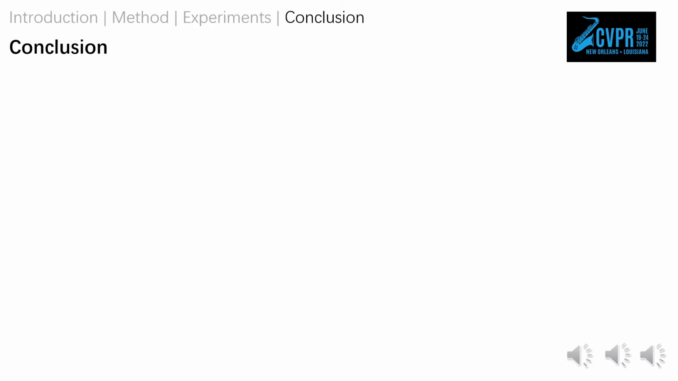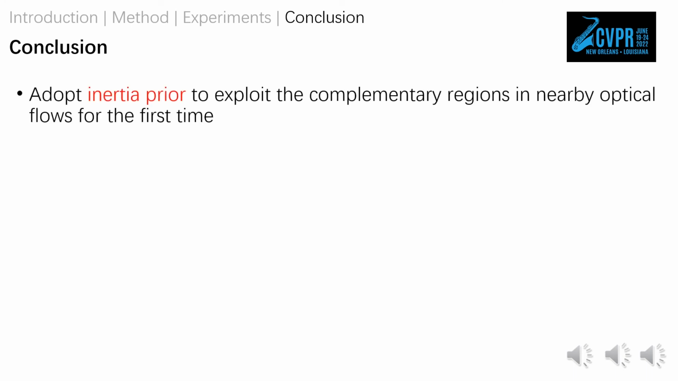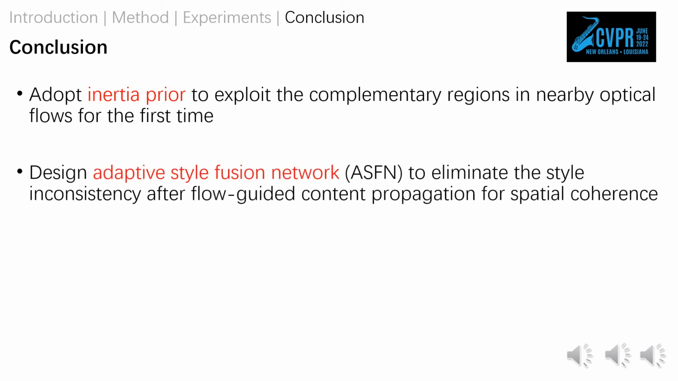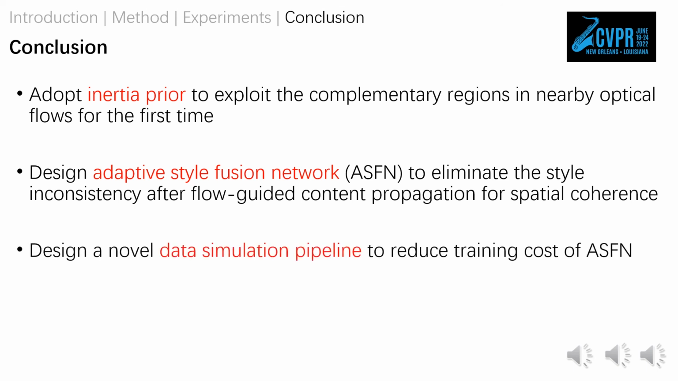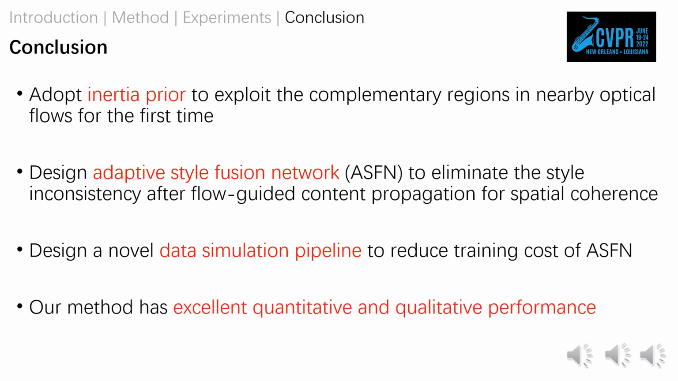Here comes the conclusion. In this paper, we adopt the inertia prior to exploit the complementary regions in nearby optical flows for the first time. Moreover, we first design the adaptive style fusion network to eliminate the style inconsistency for spatial coherence between the corrupted regions and the valid regions. For efficient training of ASFN, we design a novel data simulation pipeline. Finally, we perform extensive experiments to demonstrate our method achieves superior quantitative and qualitative results.